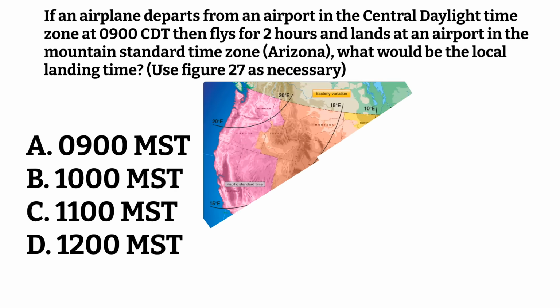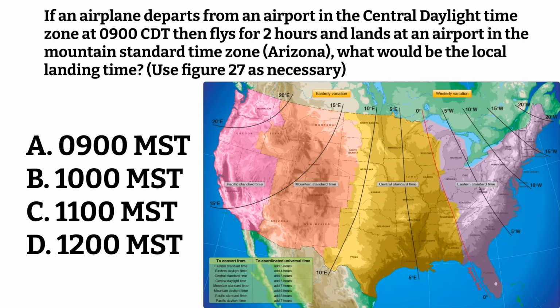If an airplane departs from an airport in the Central Daylight Time Zone at 0900 CDT, then flies for 2 hours and lands at an airport in the Mountain Standard Time Zone, Arizona, what would be the local landing time? Use figure 27 as necessary.